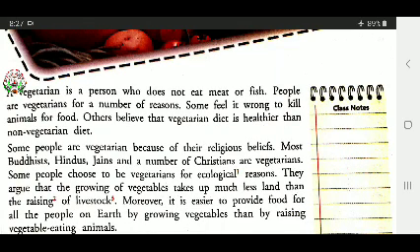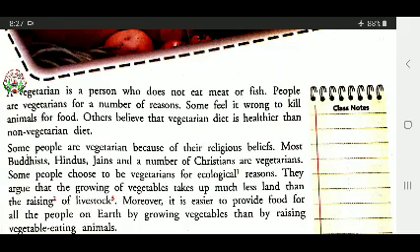Some people are vegetarian because of their religious beliefs. Most Buddhists, Hindus, Jains, and a number of Christians are vegetarians. Some people choose to be vegetarians for ecological reasons. They argue that the growing of vegetables takes up much less land than the raising of livestock. Moreover, it is easier to provide food for all the people on earth by growing vegetables than by raising vegetable-eating animals. So here it's given that some people are vegetarian because of their religious beliefs.